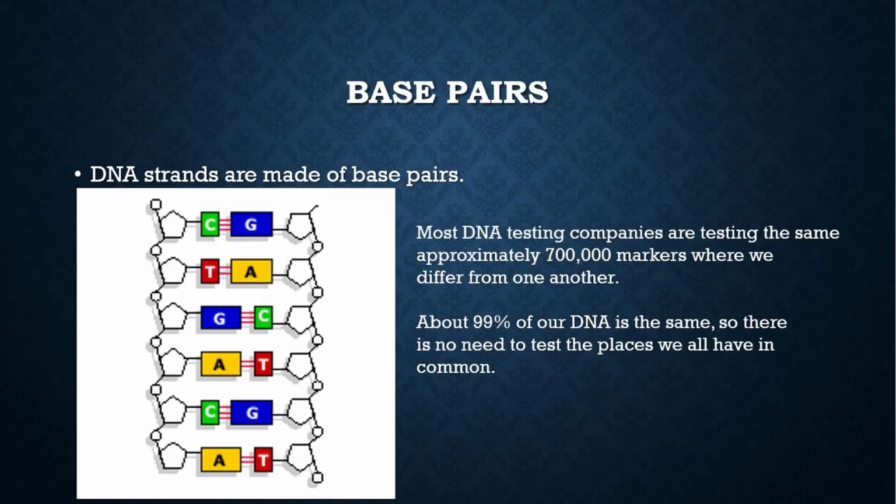Most of you who've been around this group long enough probably already know that your autosomal test is testing roughly 700,000 markers of your 3.4 billion spots in your DNA, but it tests the 700,000 places where we're different, and about 99% of our DNA is the same. We're actually about 50% of our DNA is the same as a banana. So we have a lot of DNA overlap. We don't need to test the places that we're the same. We don't need to test the places that give us 2 ears or 2 eyes or 1 nose. We just need to test the places that are different. So that's what DNA testing is.